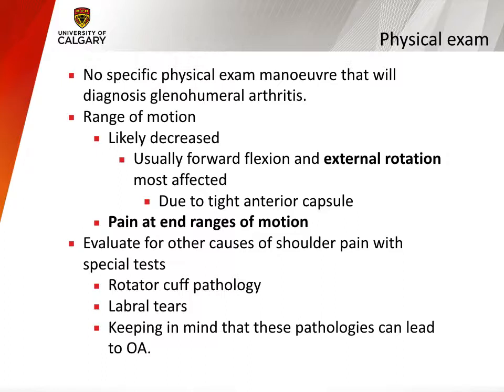And then you do want to do a full shoulder exam to elucidate the etiology of their shoulder pain. Even if it is glenohumeral arthritis, you still want to do your special tests for rotator cuff pathology, labral tears, and so on, keeping in mind that these different pathologies can lead to OA as well.